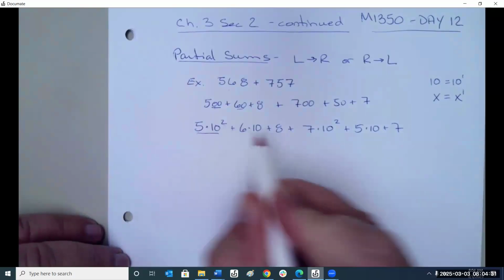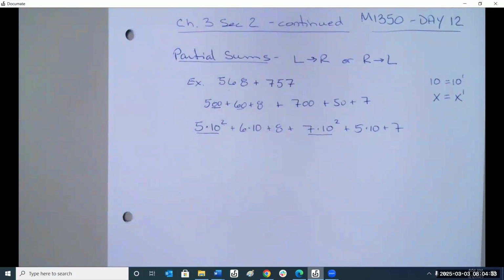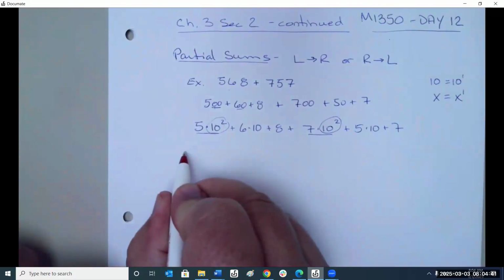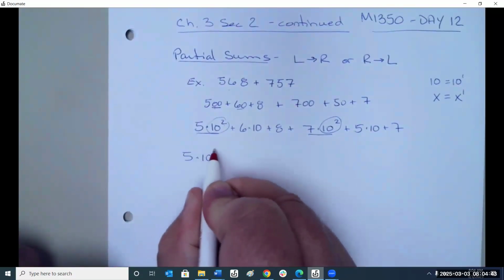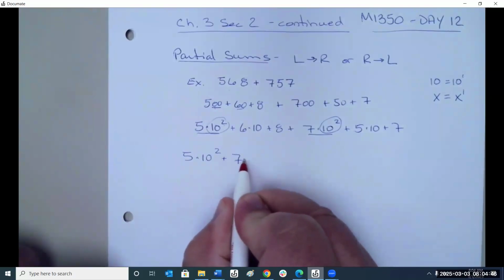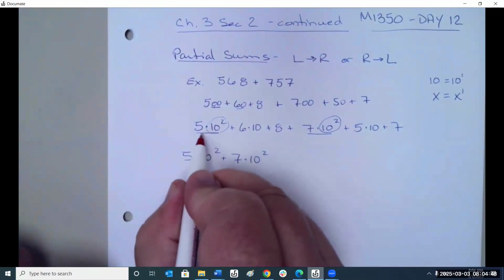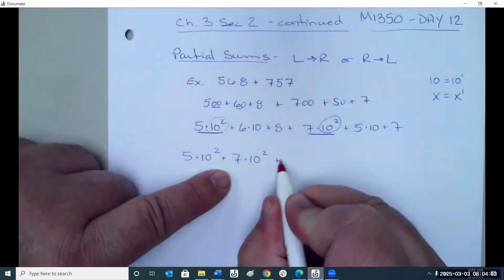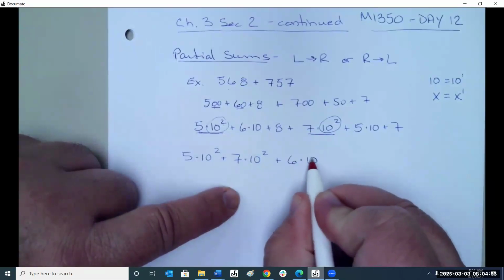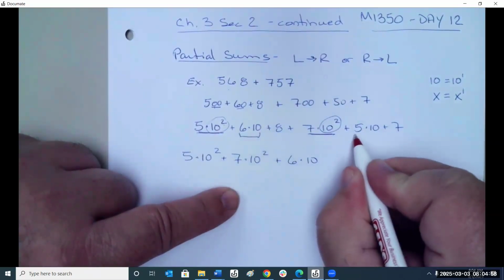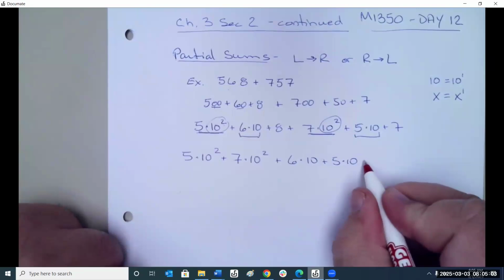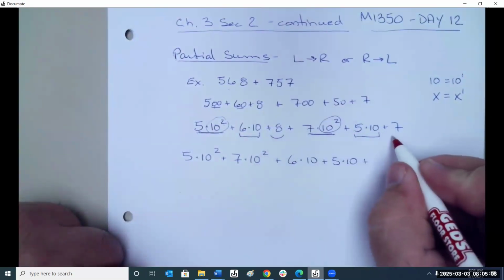And then we also talk about a concept of like terms. These two have 10 to the second. So we have 5 times 10 to the second plus 7 times 10 to the second. So these two are the same. Now I can look at everything that has just a 10. So we have 6 times 10 and then 5 times 10. And then whatever's left should be the ones.